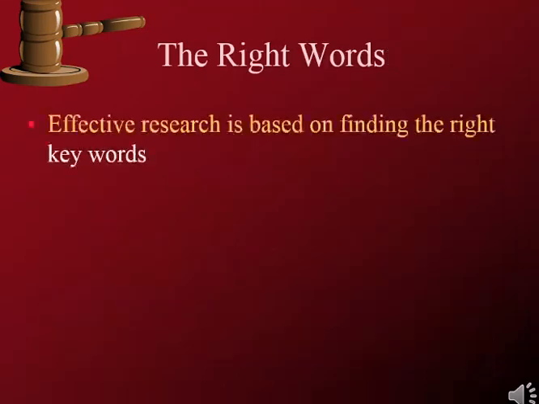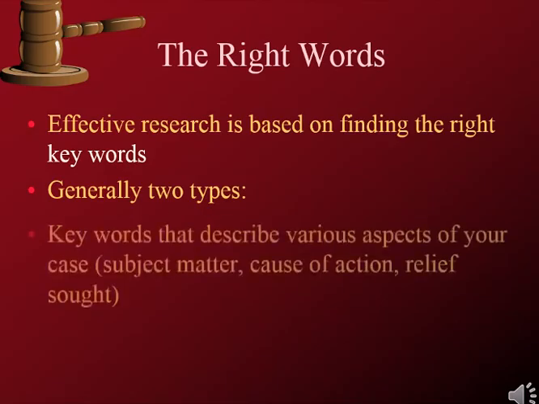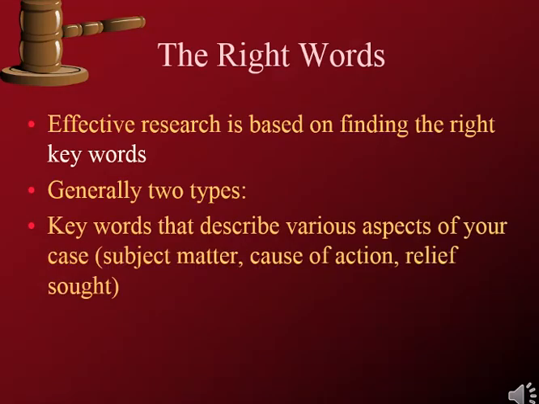So what do I mean when I say you've got to find the right words? Effective research is about finding those important keywords or key terms. There are basically two types. There are some keywords that are just going to describe the very aspects of your case. Maybe it's a torts case, maybe it's a criminal law matter. It may also describe the cause of action and the type of relief sought.